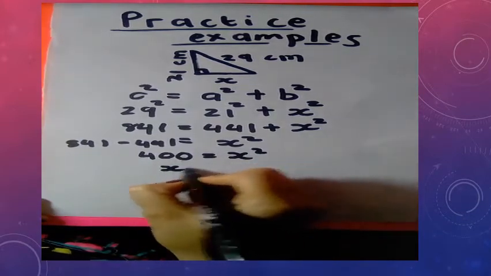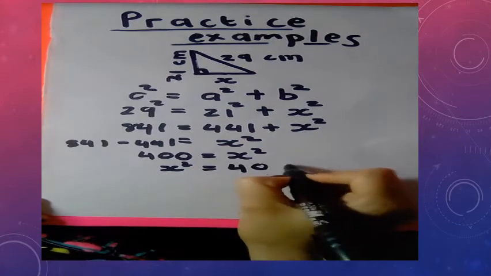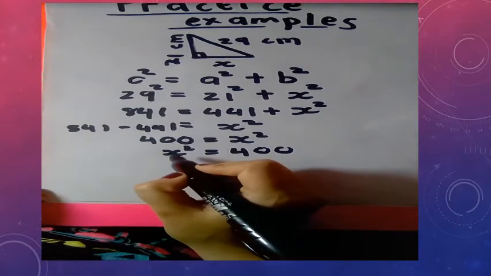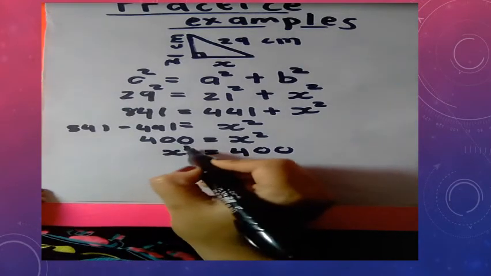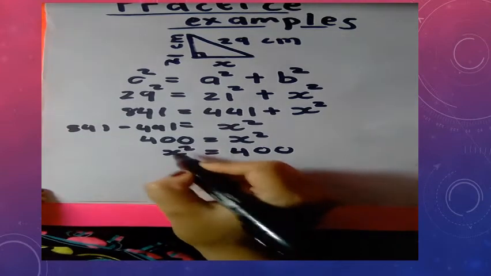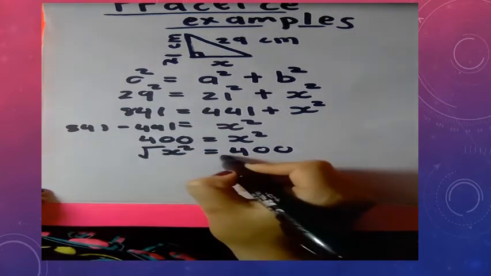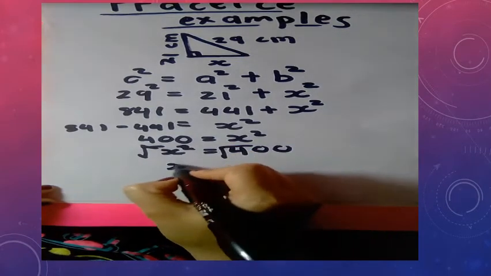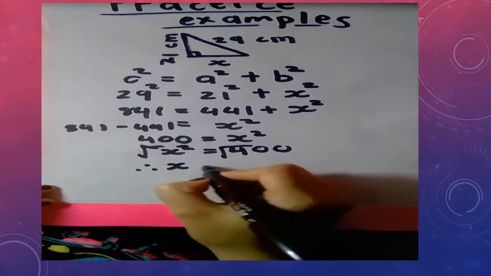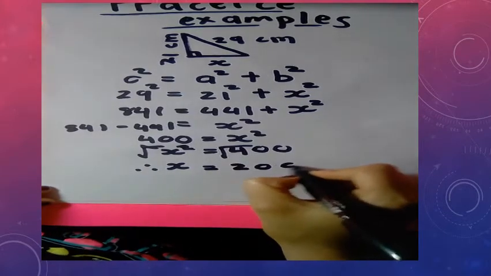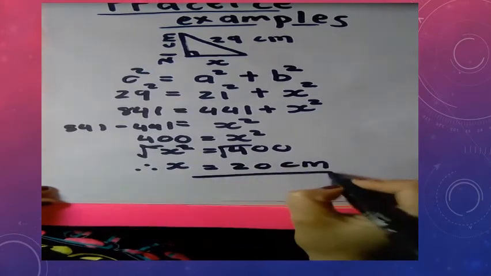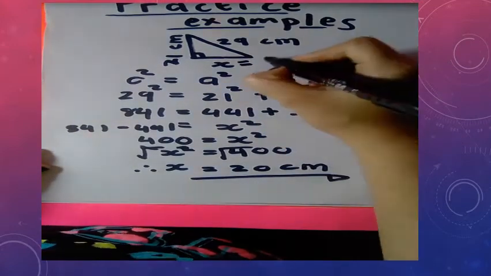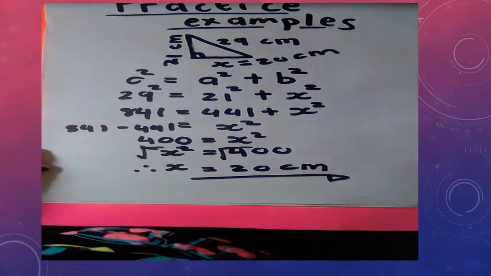Now let's arrange it in a way where it makes more sense. Put the x squared on the left hand side. In order to isolate the x, to get the x alone and get rid of that square in the exponent, you need to take the square root of both sides so that the square root and the square cancel. And on the left hand side, therefore, x equals 20 centimeters. That means that the base of this triangle, x, is equal to 20 centimeters.